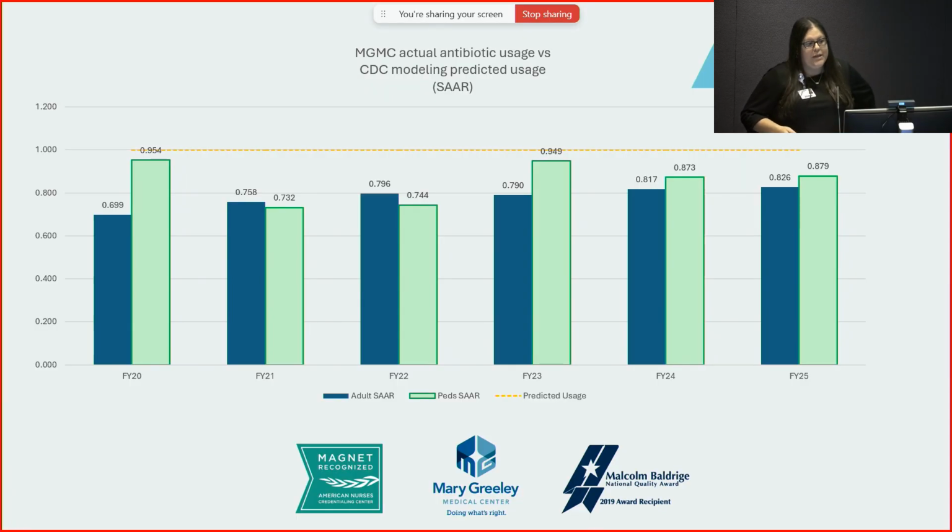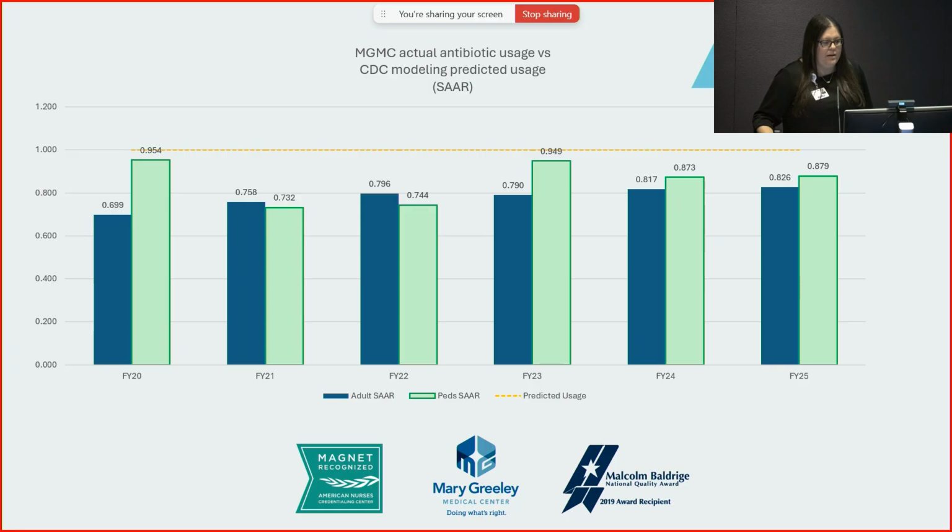Here at Mary Greeley, along with the CDC core elements, they require that we submit our antibiotic usage data. So that's a big metric of our program that we track. We do an adult antibiotic usage and pediatric antibiotic usage. And the yellow dotted line is the modeling from CDC that predicts how many antibiotics we'd be using if we met a SAR of 1. That's what they call it, the standardized antimicrobial administration ratio, the ratio of the predicted antibiotic use.